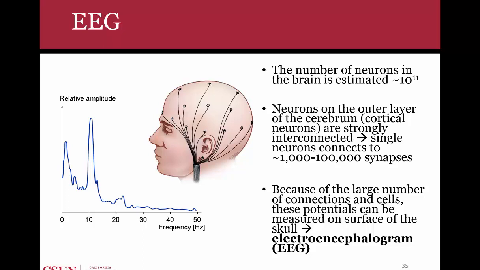Because of this, you're able to measure some relatively strong signals at the surface of the scalp. And you can do so using electrodes, just like with the electromyogram. What's shown here is a visual of what you might see when you're measuring an EEG. So you have multiple electrodes that are sitting on the scalp of a patient. Now, you might have seen this and thought, oh, this is like sci-fi kind of stuff, but this is actually how you measure an EEG signal.